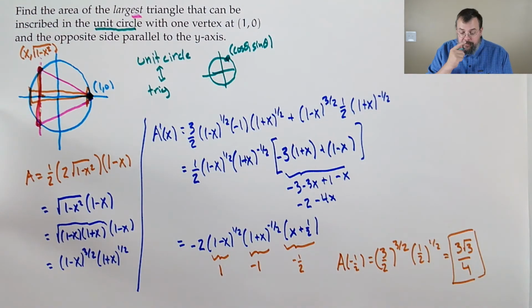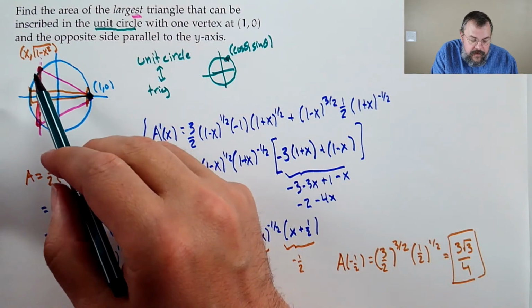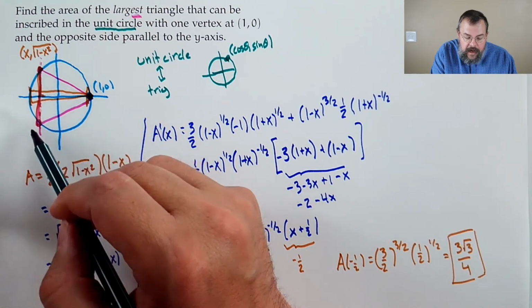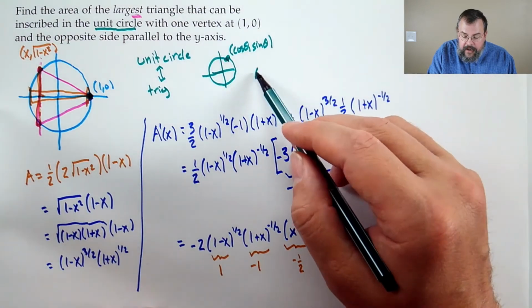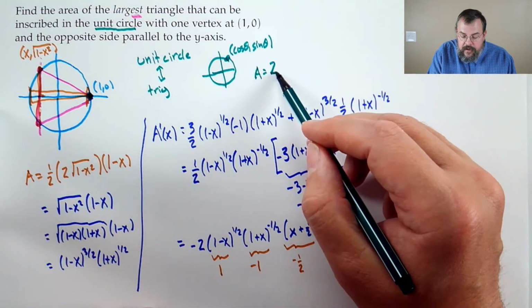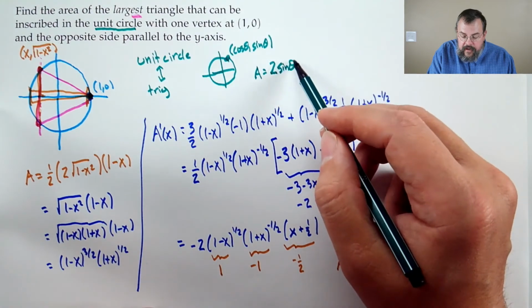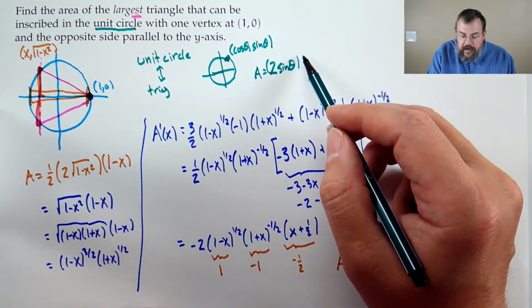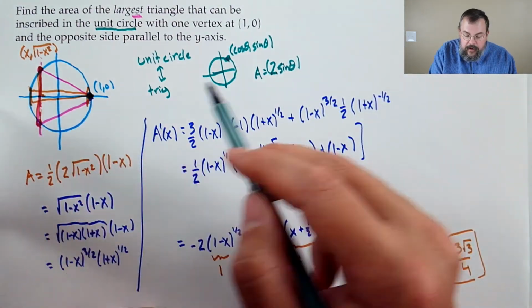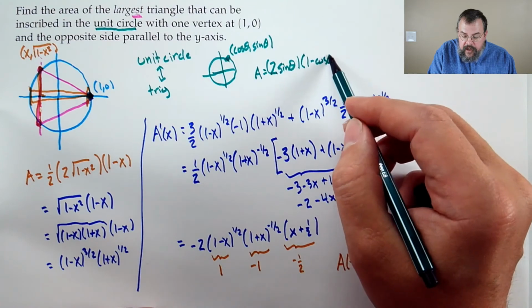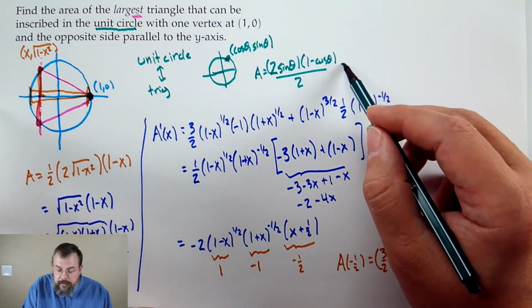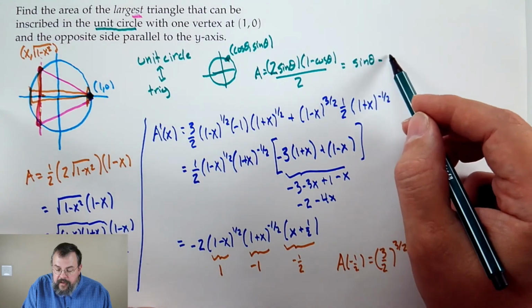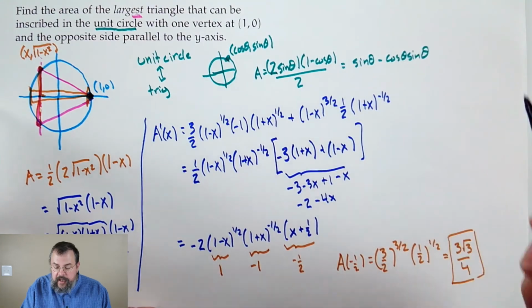So what do we need to do? Well, let's figure out what our various pieces are. The base would be 2 sine theta. So our area is equal to 2 sine theta, that's our base. Our height, this length, is still 1 minus cosine theta. And then that's all divided by 2, 1/2 base times height. So we end up with sine theta minus cosine theta sine theta.